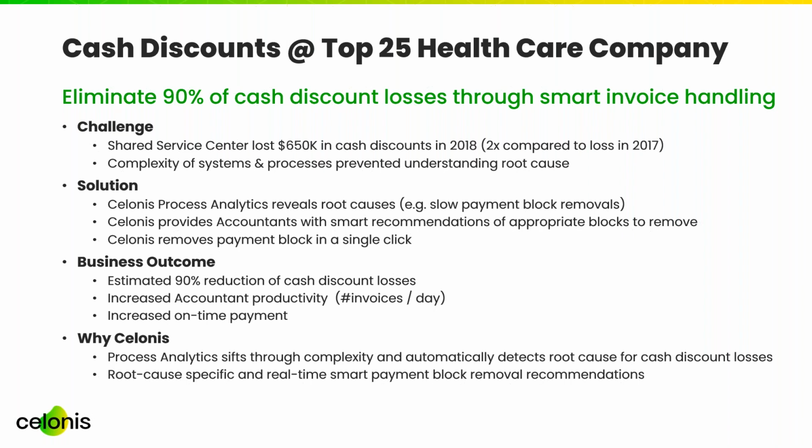The solution that we then implemented, and I'm going to show you a live demo of this in a second, is the following. In the first step, we used a very simple Celonis analysis, and I'm sure you could do this on your own, to reveal the root causes. So where in the process do we lose time, and which part in the process causes us to not realize the cash discount? And in their example, the main root cause turned out to be slow payment block removals.